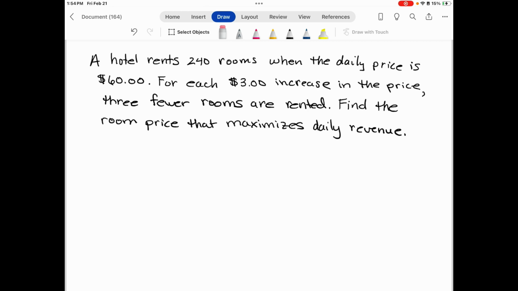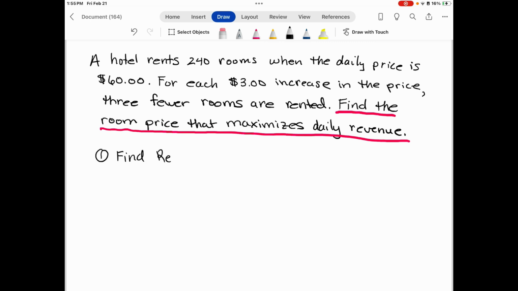All right, so when we look at a word problem, not every single time, but most of the time, what we're tasked to do is spelled out for us in the last sentence. And in this case, we need to find the price of the room that maximizes the daily revenue. So in order to find this, we need to come up with an equation for the revenue so we can take the derivative and then find the point that maximizes the revenue. And then, of course, we can interpret that. So the first thing that we need to do is find the revenue equation.